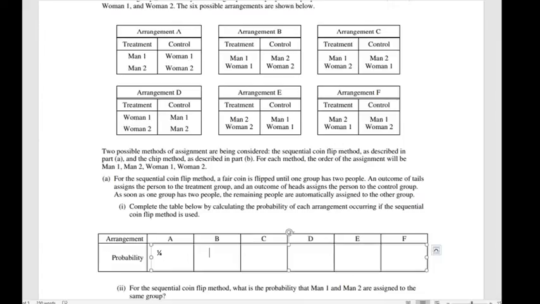For arrangement B, to get there, we need to have tails for man 1, heads for man 2, and tails for woman 1. So that's 1/2 times 1/2 times 1/2, or a probability of 1/8. For arrangement C, this is going to mean we need to have tails, heads, heads, tails. So that's 1/2 times 1/2 times 1/2 times 1/2, so that would be 1/16.